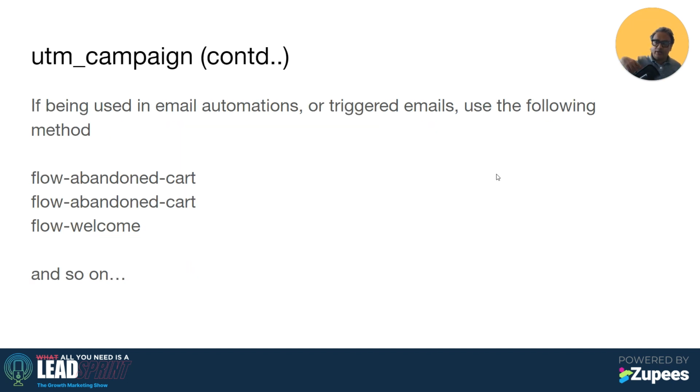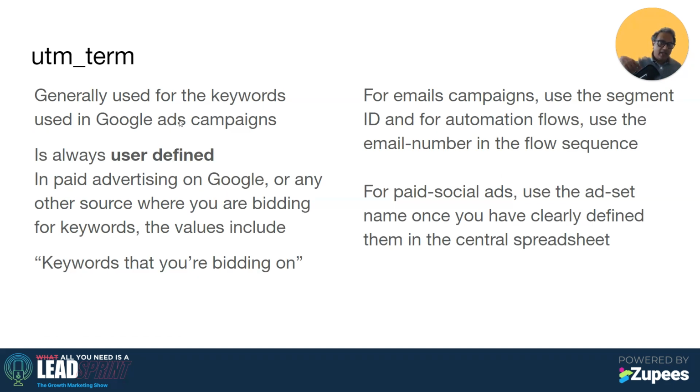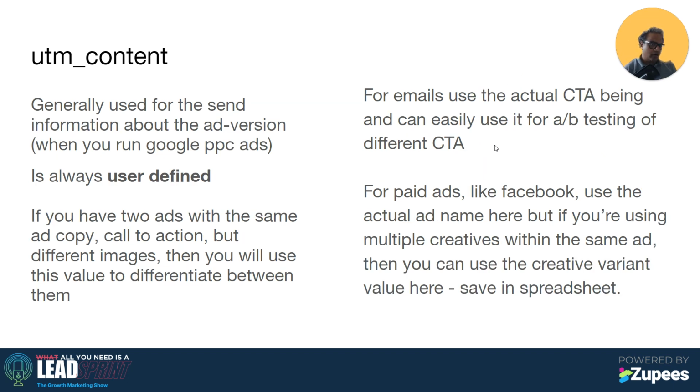So that specific flow is being mapped with this value, campaign value. And then which email contributed to how much conversion, you can simply look at that data right away in the system. For paid social, the ad set name can be added in the term. So UTM underscore term would be equal to the ad set that you're using in Facebook or Google or TikTok. UTM underscore content generally is the copy of the ad.